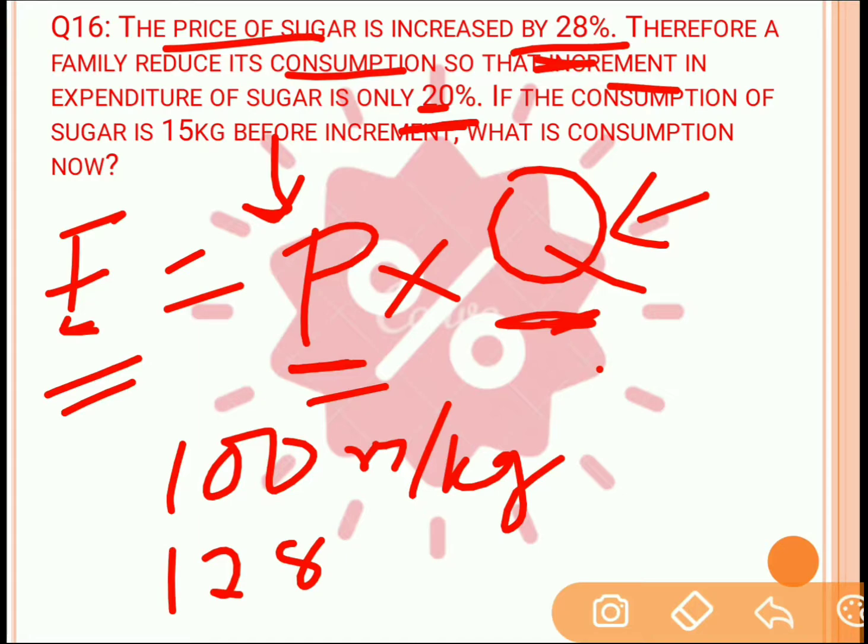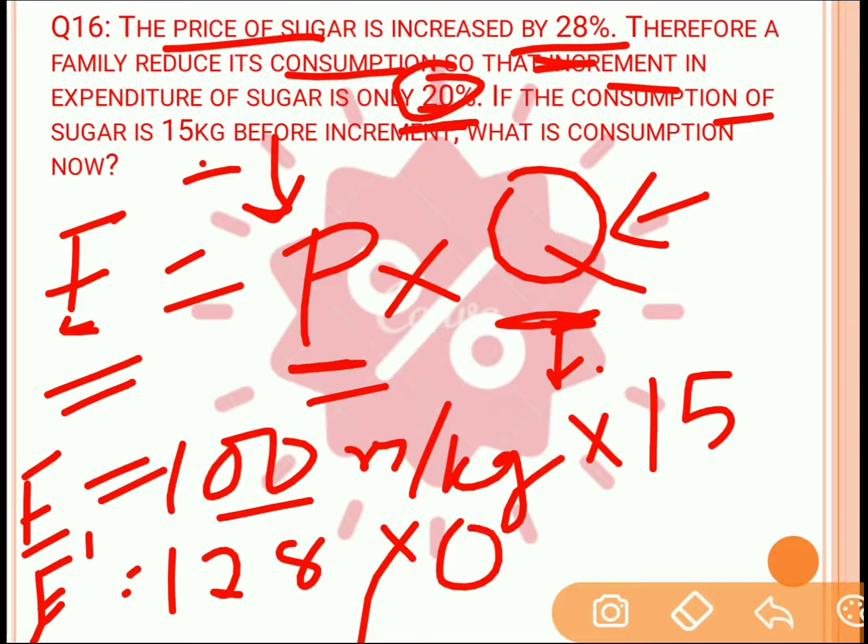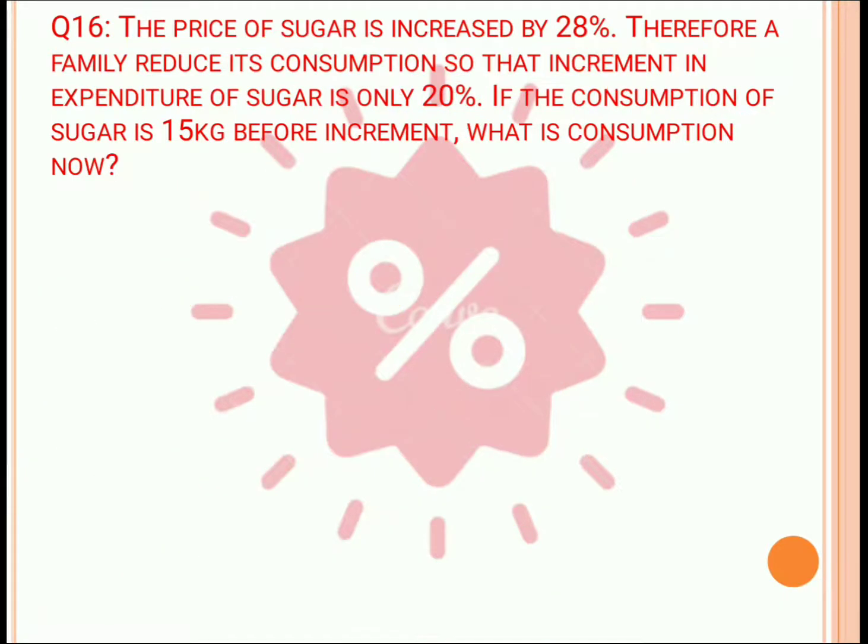Now we need to find out that if the initial consumption was 15 kg, let's say this was the 100 rupees per kg price and 15 kg was the amount of consumption before the price increment, then the expense was 100 into 15, which is nothing but 1500. Now this 1500 expense has increased by 20%. So that 20% increment will be the new expense, and at the new expense price is 128 rupees and we need to find out the new consumption, that is Q dash. So this is the new consumption which has to be found out from the given equation. So let's solve it in a proper way.